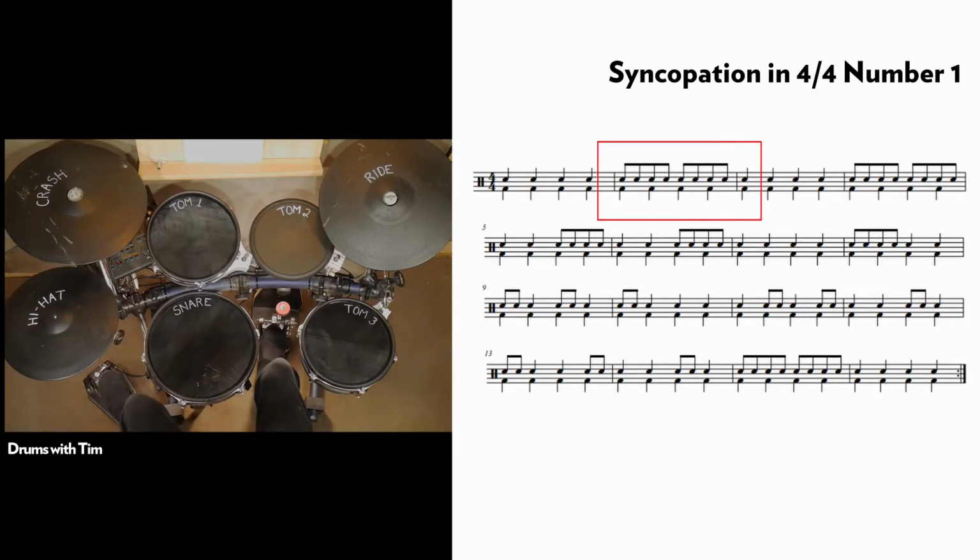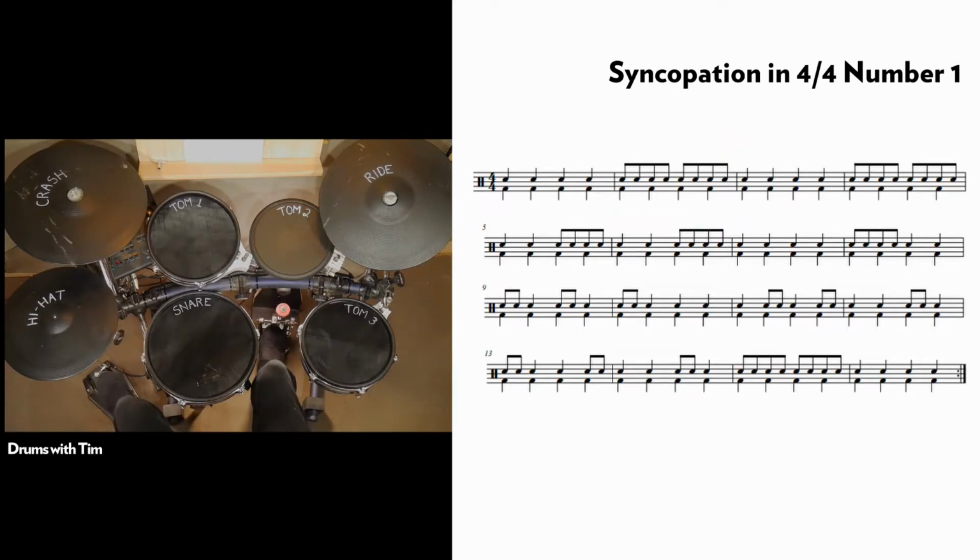Also note that eighth notes are twice as fast as quarter notes. There are 2 eighth notes for every quarter note. Let's play it. 1, 2, 3, 4. 1 and 2 and 3 and 4 and. Let's do it again. 1, 2, 3, 4. 1 and 2 and 3 and 4 and.